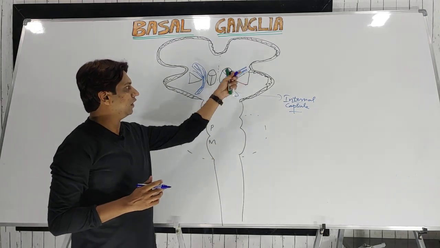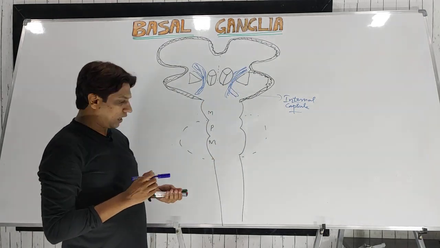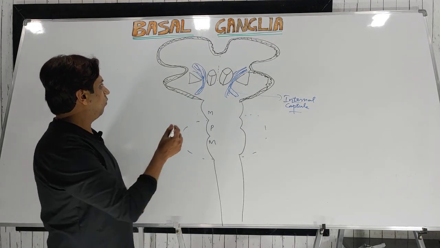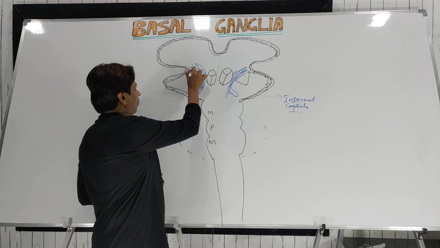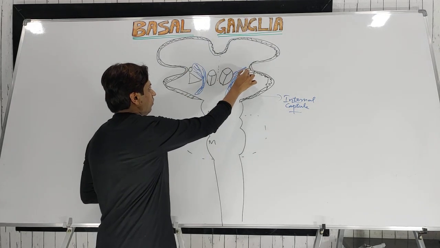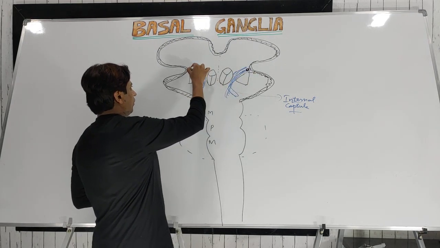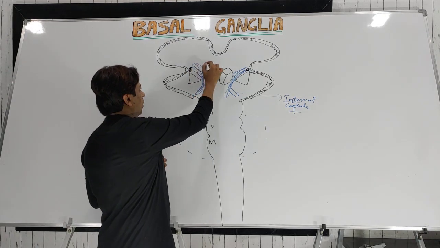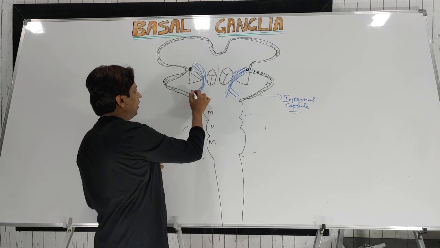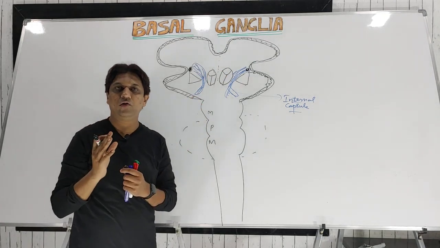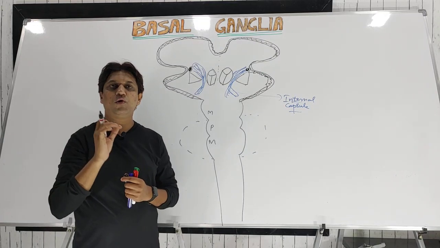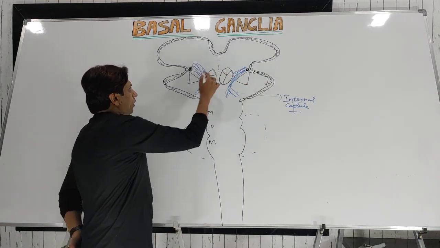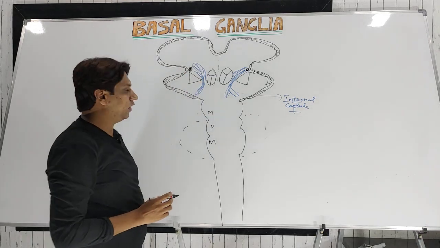So this is the lenticular nucleus, and above this there is one more structure known as the caudate nucleus. Actually it is a C-shaped structure, but on coronal section it will appear like this. At the end of this C-shaped caudate nucleus there is one more mass of gray matter known as the amygdaloid body. So this is the caudate nucleus and the lenticular nucleus.